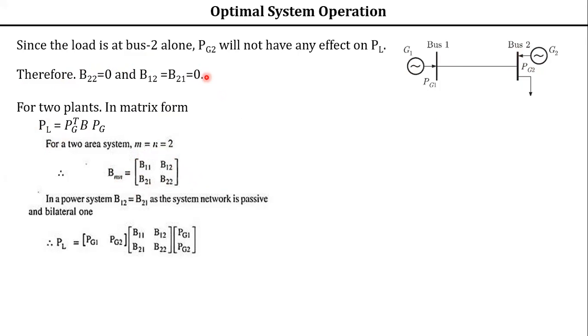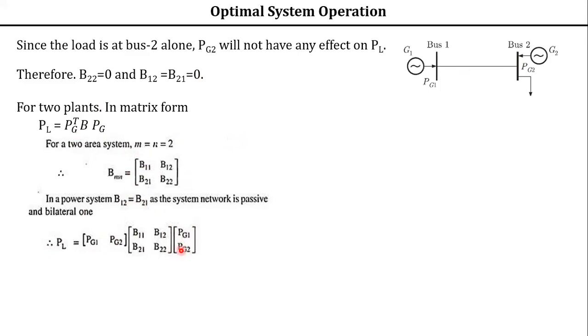Understood? Okay, after making this one, now what do we have to do? We have to compute B11. All the other three values are 0. Why have we taken 2 cross 2? Because it is a two-plant system. And it is a symmetric case, so B12 is equal to B21. Now PL is equal to PG transpose, which is PG1, PG2, because it is two plants, times the B matrix, times PG, which is a column vector PG1, PG2.